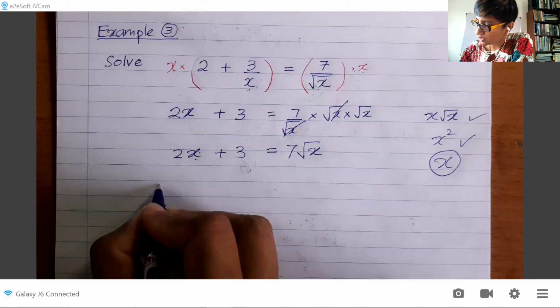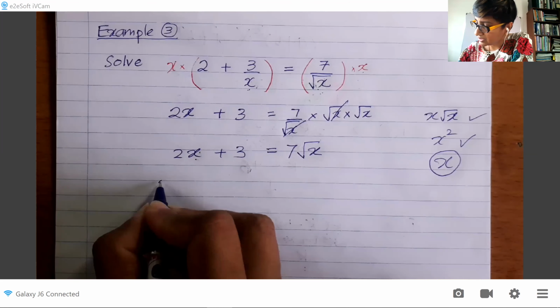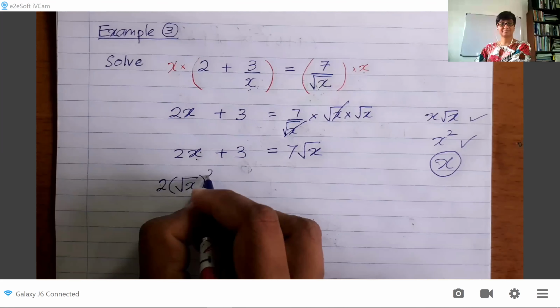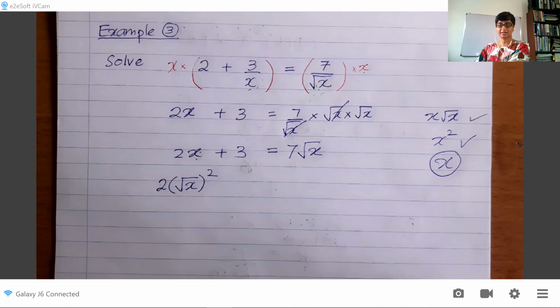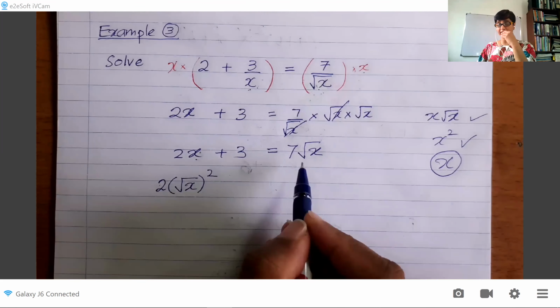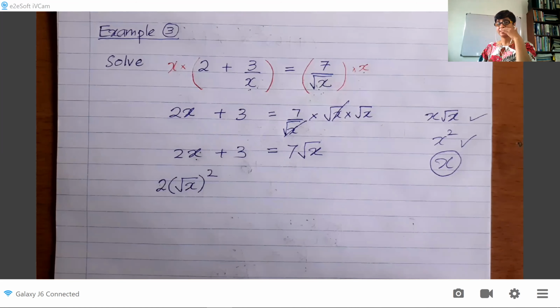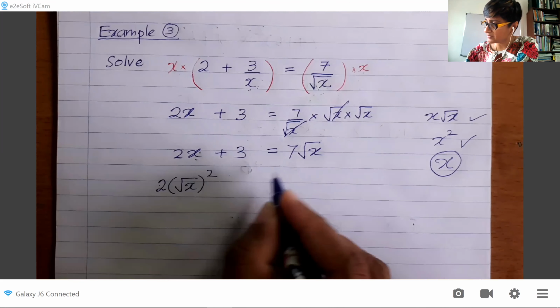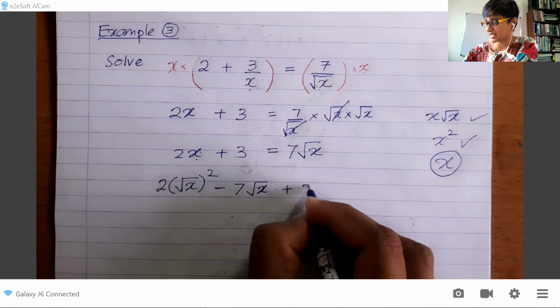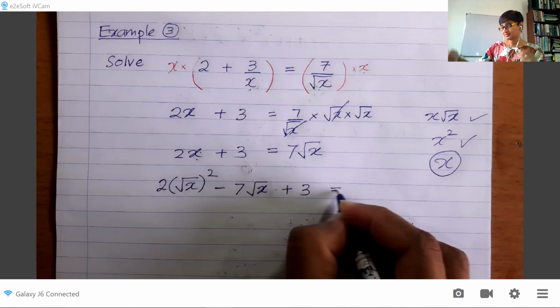Let me write it first. 2, this I can write as, right? And then at the same time, shall I bring this to this side? Because I am expecting this. I'm anticipating to get a quadratic. So let me bring all the terms to one side anyway. And let me put this in the middle. Minus 7 root x plus 3 equals 0. So that I have the form kind of.